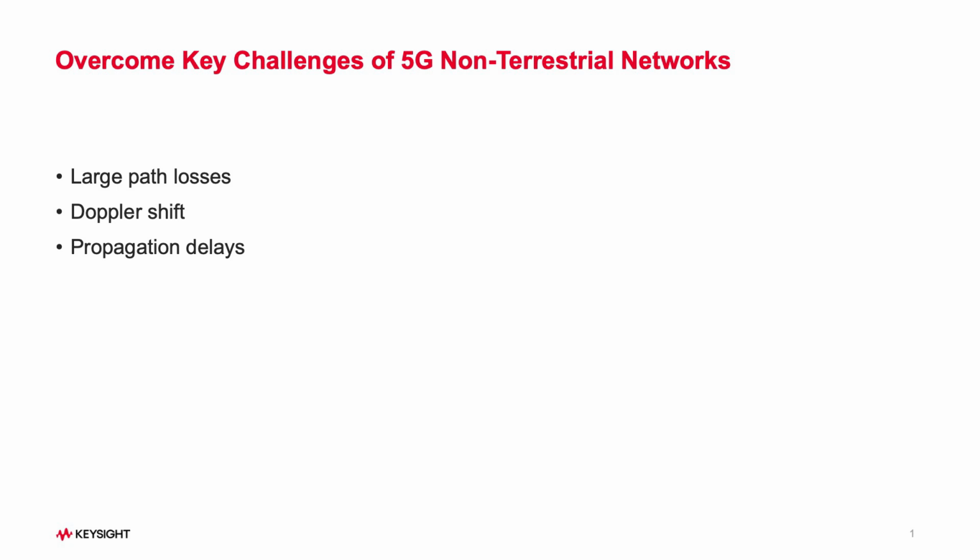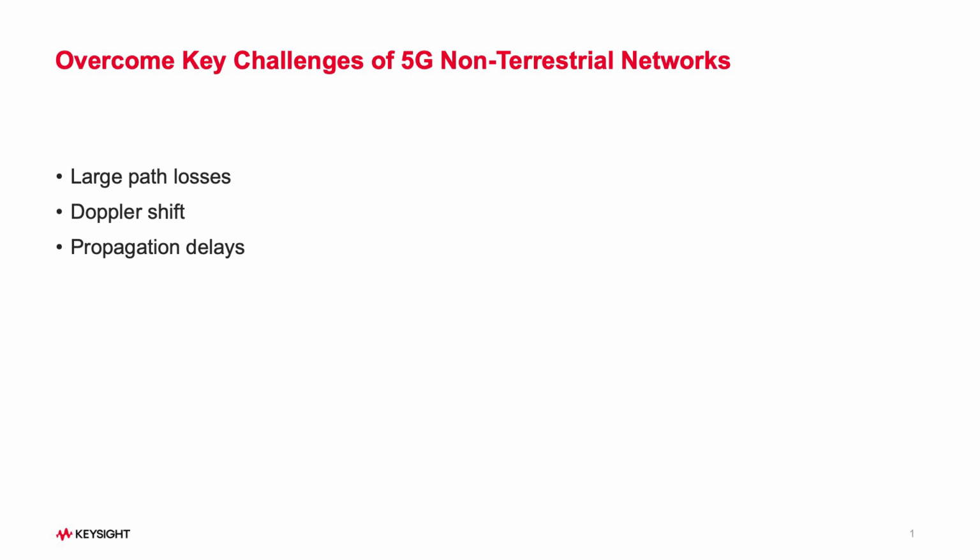In non-terrestrial network systems, the considerable distance between the gNB and the UE results in large path losses and notable propagation delays. Due to the rapid relative movement between spaceborne vehicles such as LEO satellites and the UE, the velocities can exceed 7 km per second. So, the Doppler shift for a 2 GHz carrier frequency can be more than 20 parts per million.